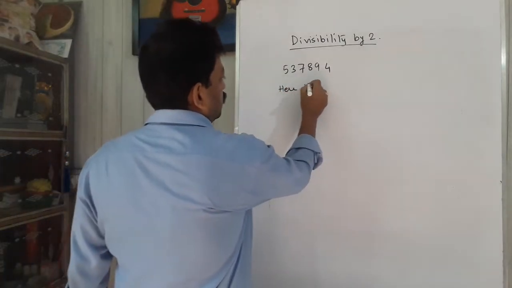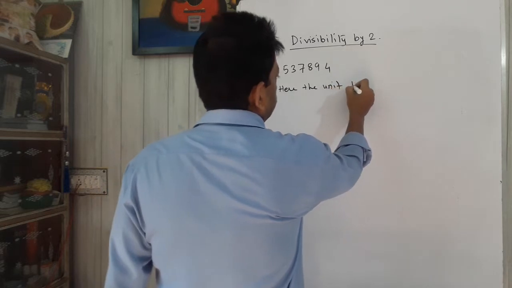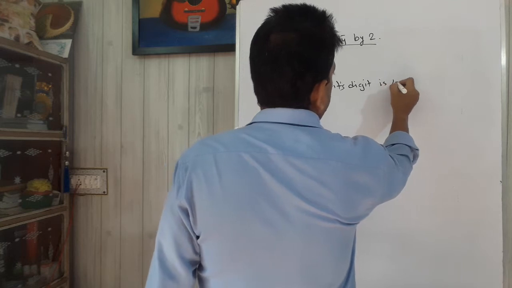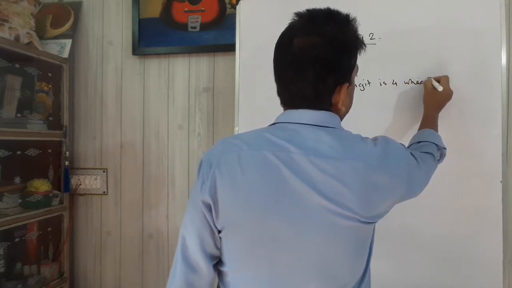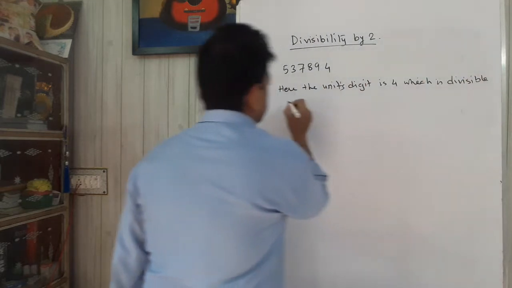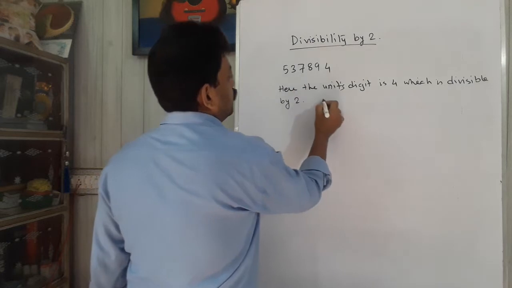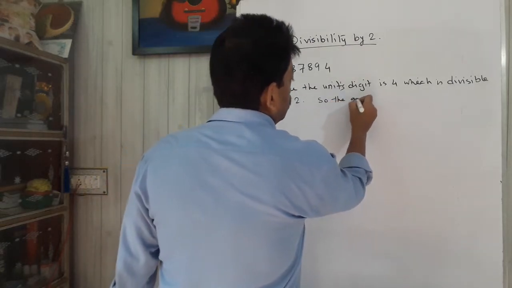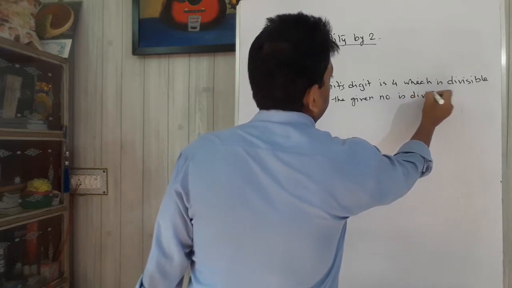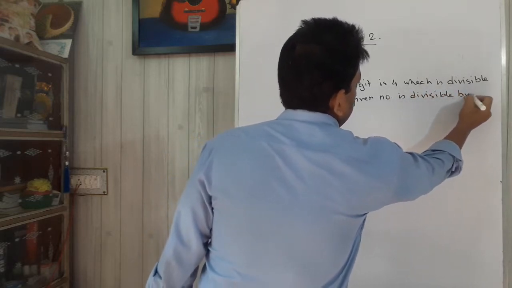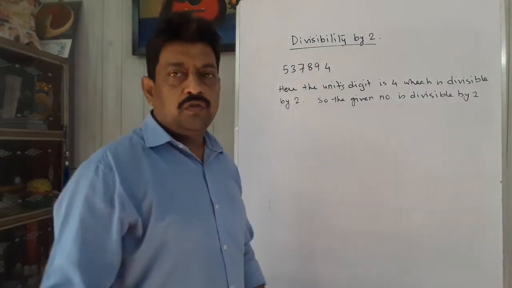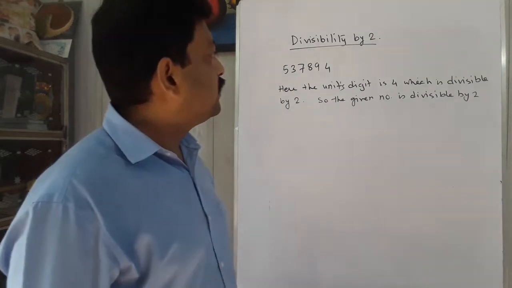Here the unit digit is 4, which is divisible by 2. So the given number is divisible by 2. Given number means the whole number, 537894. So this is a very simple rule. Hope you can easily do it.